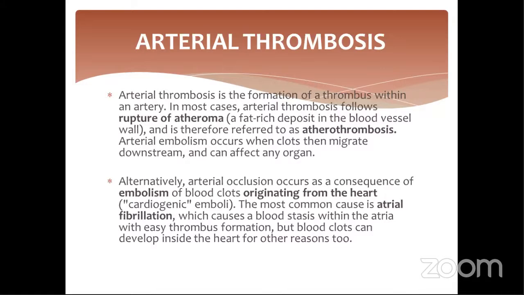Arterial embolism occurs when clots migrate downstream, and it can affect any organ. So arterial occlusion occurs as a consequence of embolism. I will explain afterwards what occlusion is. Occlusion is a very important thing, and it is very important towards the further process which is raised by this thrombosis or embolism. It is more concerned with shock and other further complications because of this thromboembolism.